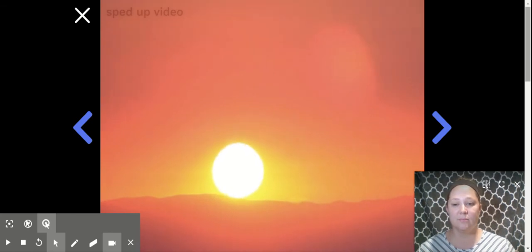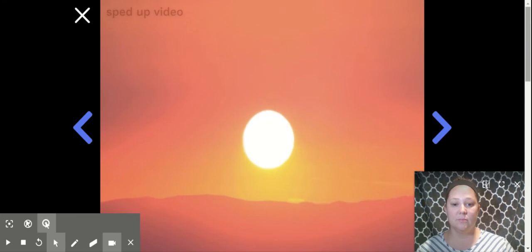So next time you see the sunrise or the sunset, think of the Earth's rotation. It's not the sun that's moving, it's you, me, and the Earth. Have fun and stay curious.